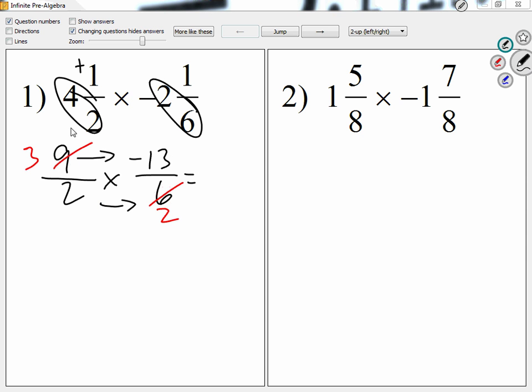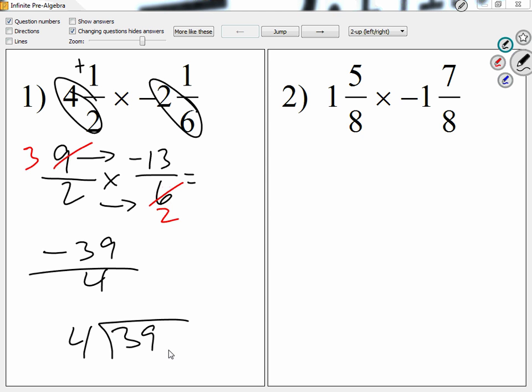On the top I have 3 times negative 13. That is negative 39. At the bottom I have 2 times 2. That's 4. When the big number's on top, we have to divide. How many times does 4 go into 39? 9 times, because 9 times 4 is 36. My remainder is 3. So my fraction will be 3 over 4. Don't forget your negative sign. So negative 9 and 3/4. Right? On the test Friday, if you forget this sign, I'll take points off for that. Don't forget the sign.